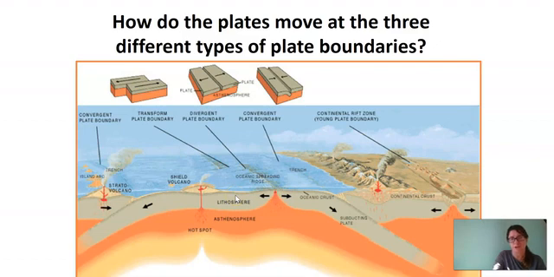Now, for today's lesson, we're going to be focusing on mid-ocean ridges and the seafloor spreading that occurs at those mid-ocean ridges. And those occur along divergent boundaries. If we look here at our graphic and we look at the center of the ocean, we can see an ocean spreading ridge. There's one of these that runs through the center of the Atlantic Ocean.